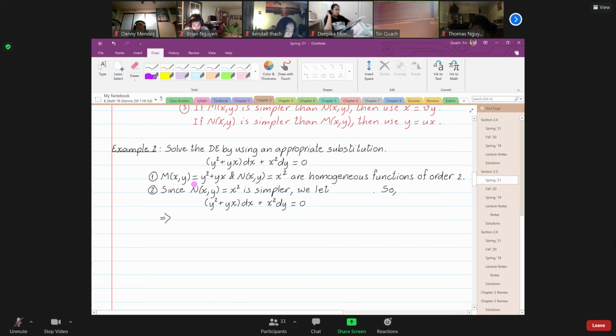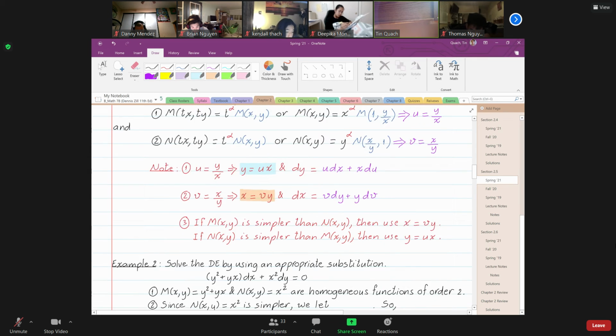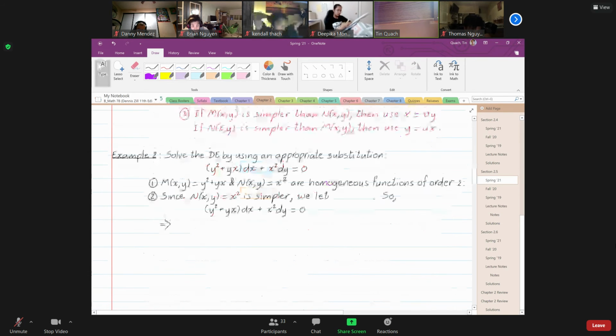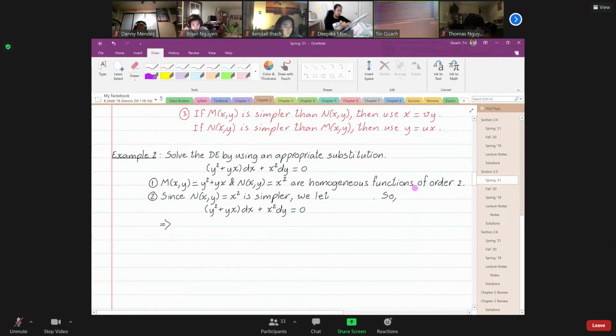That's why this equation is not an exact equation. Therefore, we have to solve this one by using an appropriate substitution. So first, here is given, and you can prove it. Show that M and N are both homogeneous functions of order 2, just like how we did it up here. That's how we show that, right? You can do the same thing for M and for N, and indeed they are homogeneous functions of order 2.